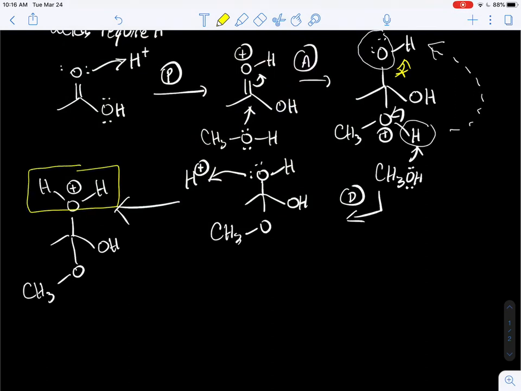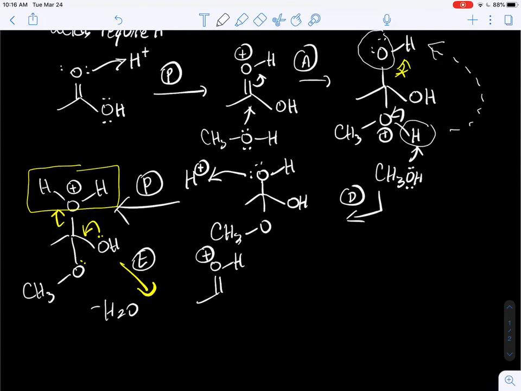So now you use lone pairs. You could use either of the two lone pairs. You could use these, or you could use these. I'll just use this guy here, okay? And so that's a protonation. This is elimination. So you lose water in this step. And what you have is a protonated carboxylic acid. Okay? The proton could be attached to the carbonyl oxygen or to this oxygen down here.